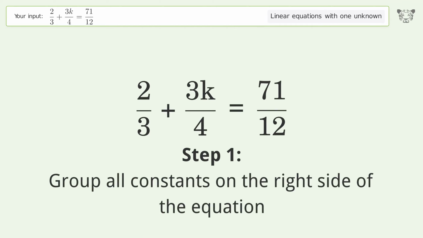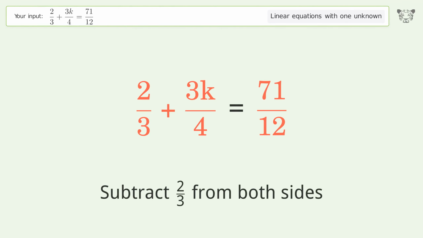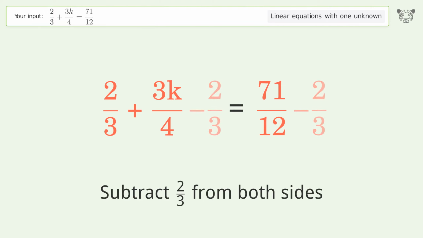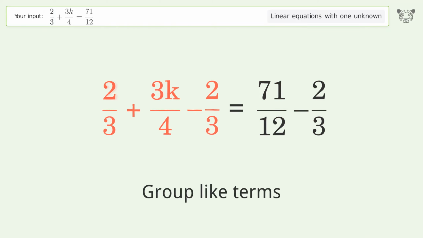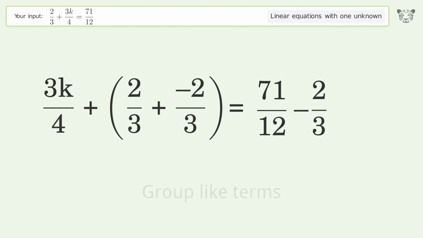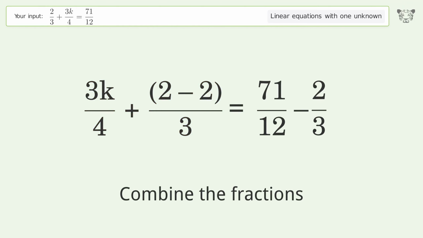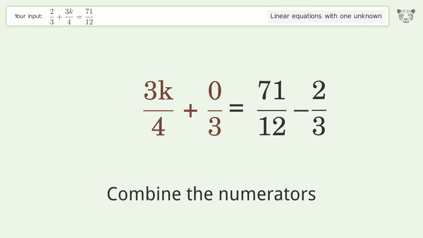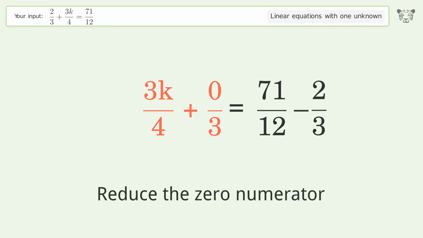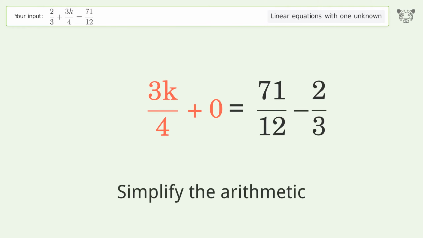Group all constants on the right side of the equation. Subtract 2/3 from both sides. Group like terms. Combine the fractions. Combine the numerators. Reduce the zero numerator. Simplify the arithmetic.